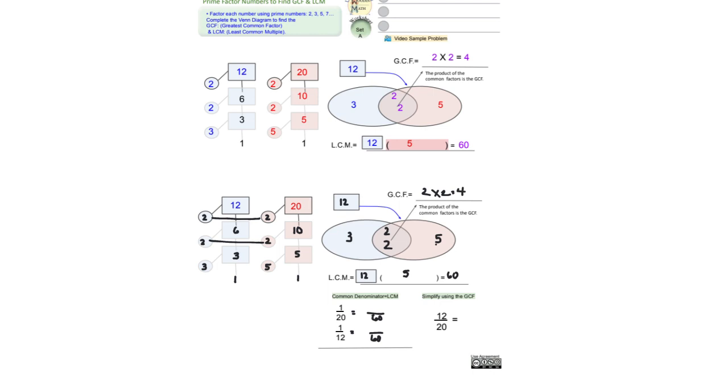All right, well, you already kind of know something about this. 20 times what is 60? Well, that's going to be the 3 over here. So 1 times 3, 3. 12 times what is 60? Well, we know it's that 5. So 12 times 5 is 60. 1 times 5, 5. So if we were going to add these two, we'd get 8/60ths.